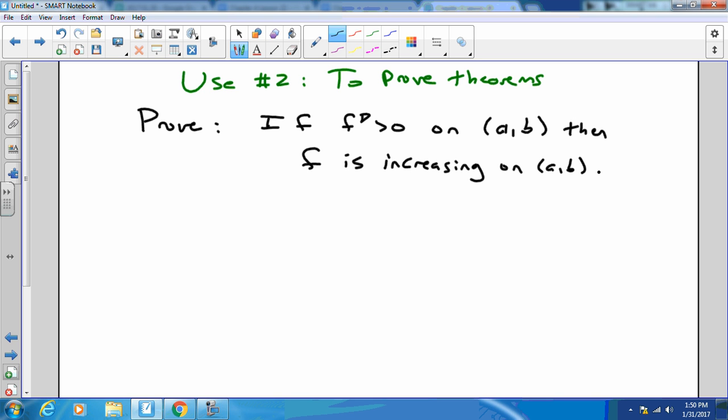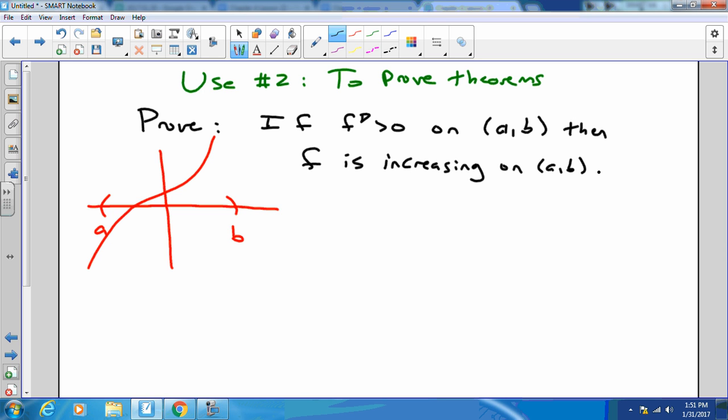And with justification, because it was intuitive that if a function has a positive rate of change, then it should be going up, right? Makes sense. But we didn't really have a proof for it at the time. So we're going to have a proof this time. So first of all, let us examine what it means for f to be increasing on the interval a to b.